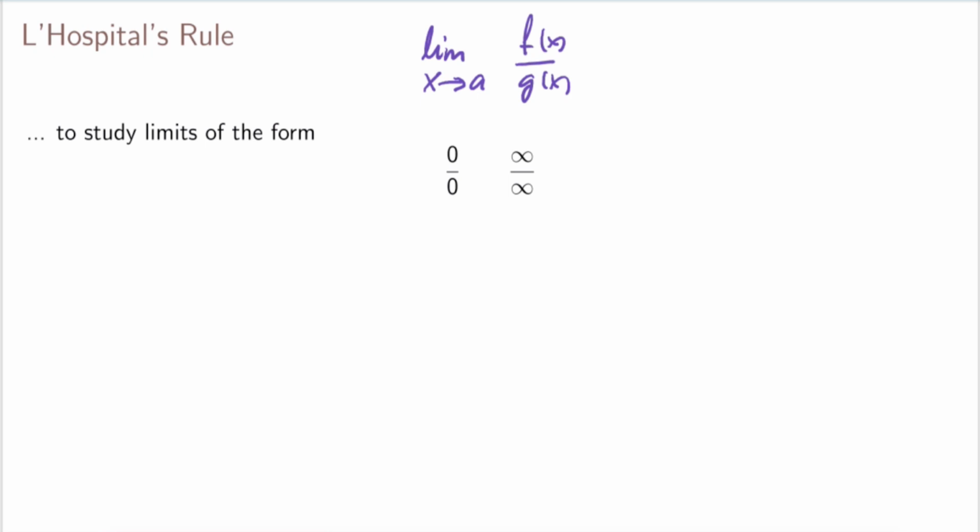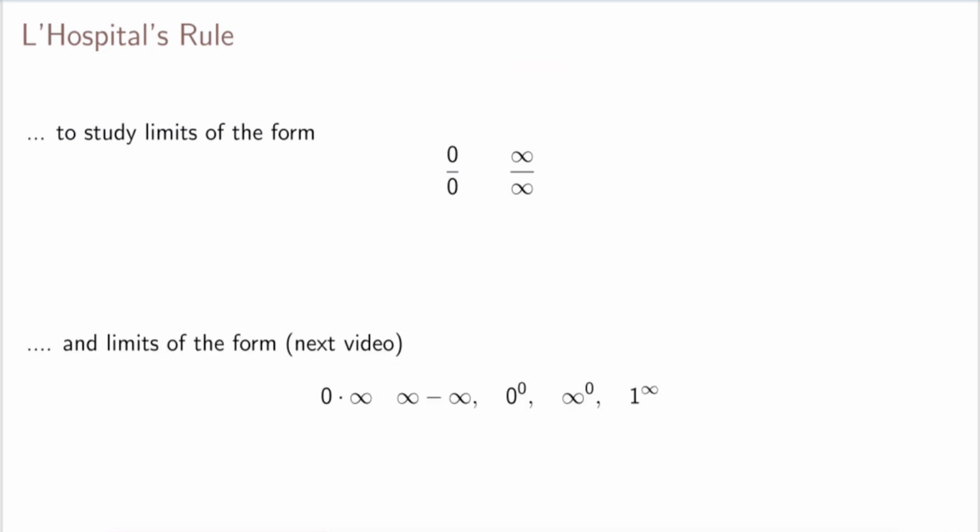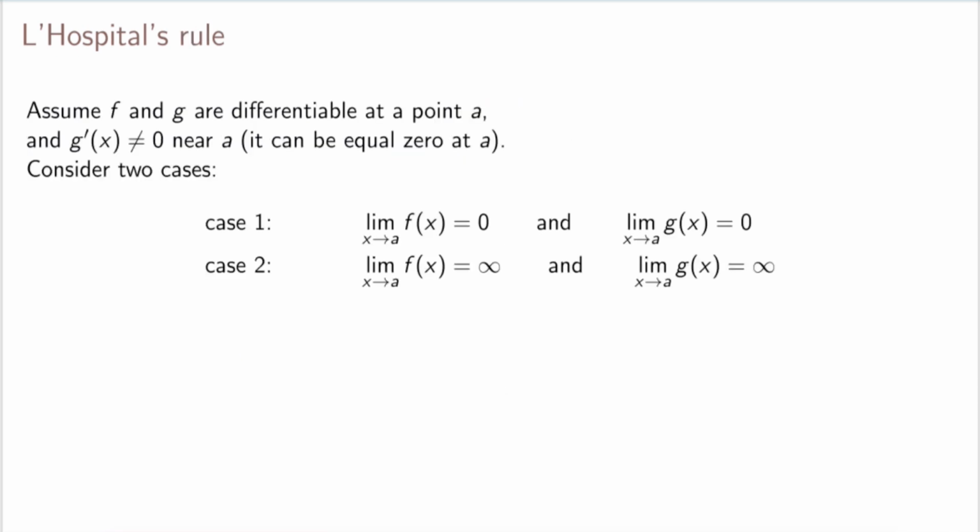We will see later in a second video that the same method can be used for strange things like 0 times infinity or infinity minus infinity or some exponents which involve 0 and infinity. But let's first focus on the first two parts here, 0 divided by 0 and infinity divided by infinity. We take two functions f and g and we assume they are differentiable at a point a where g prime of x is not 0 near a.